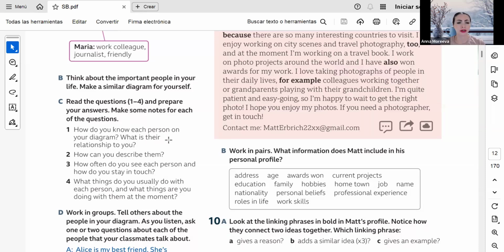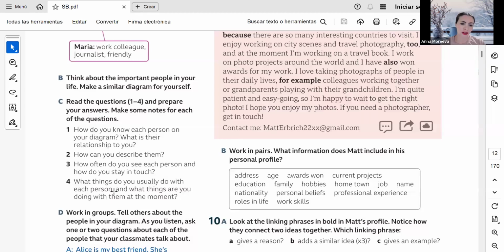How do you know her? So, what is your relationship? You say, I know her all my life because it's my sister. How can you describe her? She's kind, she's helpful, she's generous. How often do you see her? I don't see her often because she lives in another city, but on Christmas we always meet each other.